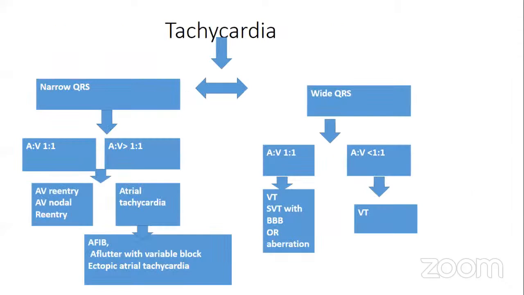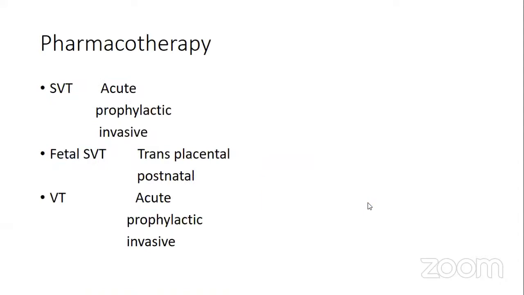Now regarding tachycardia, there is narrow QRS tachycardia and wide QRS tachycardia. Among narrow QRS tachycardia, when atrial and ventricular rate are same, the differential diagnoses are AVNRT, AVRT, and when atrial rate is more than ventricular rate, the differentials are atrial tachycardia, atrial fibrillation, atrial flutter with variable block, ectopic atrial tachycardia. When QRS is wide and atrial and ventricular rate are same, the differentials are ventricular tachycardia, SVT with aberration or bundle branch block. And when ventricular rate is more, then our differential is ventricular tachycardia.